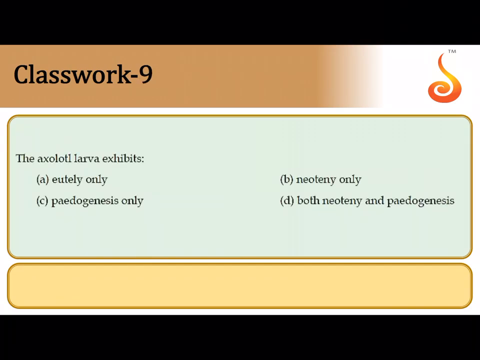The axolotl larva. Now, axolotl larva is the larva of a salamander called ambystoma. Sometimes the larvae, as you all know, larvae of amphibians are aquatic in nature. Sometimes the larvae of these amphibians will fail to undergo metamorphosis and they will look like a larva throughout their life. When they look like a larva throughout their life, the condition is called neoteny, and sometimes even while they look like a larva, they become sexually mature. That condition is referred to as pedogenesis. So it is exhibiting both neoteny and pedogenesis.